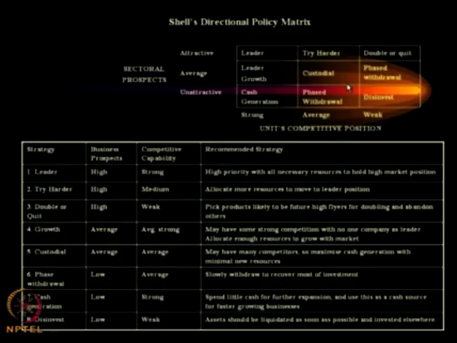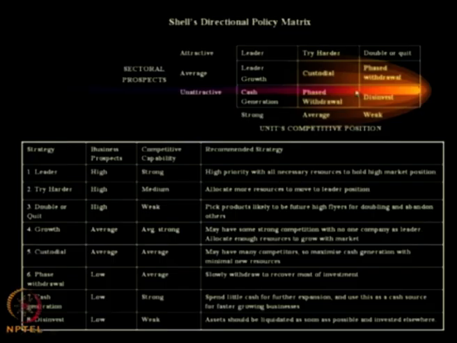So, what do you mean by growth? There may be some strong competition with no one company as leader, so allocate enough resources to grow with the market. So, there may not be a leader who has been identified. By allocating more resources, you may become leader in this particular marketplace, though the sectoral prospects are average.